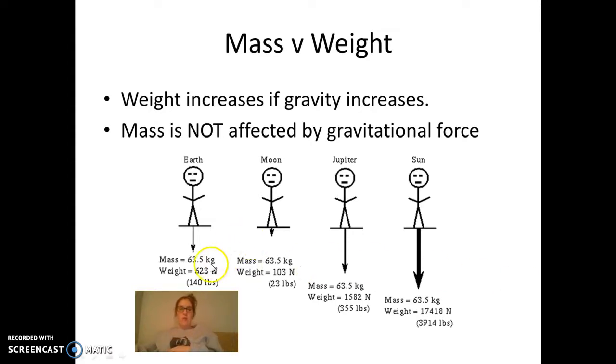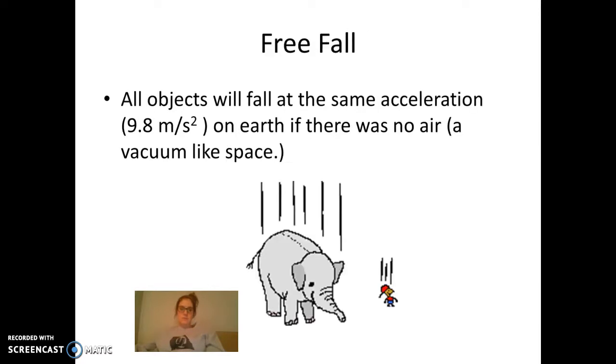Okay? So if you look at these pictures, your mass stays constant even when the gravity changes. On the sun, your weight would be a lot because the force of gravity is so great, because the mass of the sun is so great. Okay? Whenever you see newtons, you always know that that's weight, because weight has to do with gravity, which is a force, whereas mass does not.